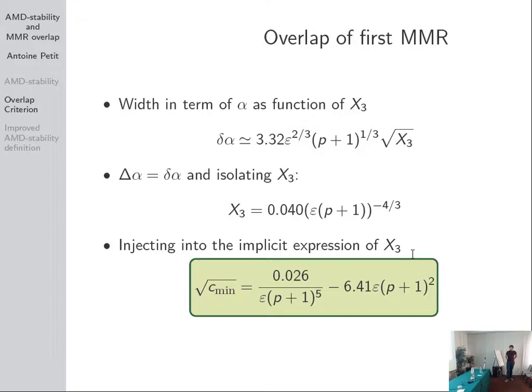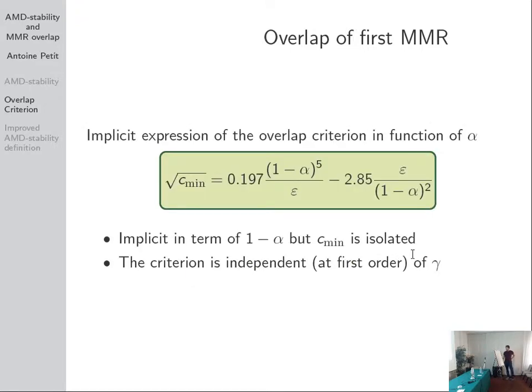And using the relation between p and alpha at the resonance, so that alpha is equal to (p over p plus 1) to the power 2/3, we obtain the criterion, an implicit expression in alpha and epsilon, but where c min is isolated on one side. So as the previous criterion, at first order it is independent of gamma, so the ratio between the two masses of the planets.